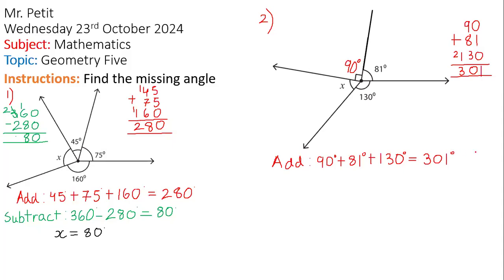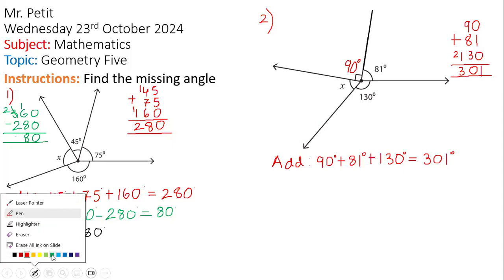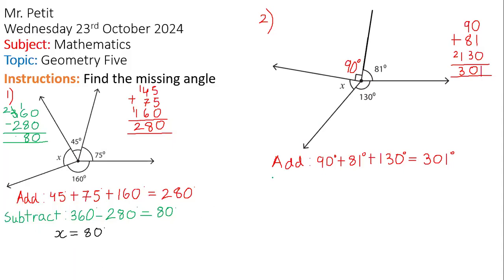Okay, so we're done, right? No, sir. What else do you need to do? You need to subtract. 360 minus 301 degrees. Very good. So I'm going to subtract. So I'm going to take 180 minus 301, right?